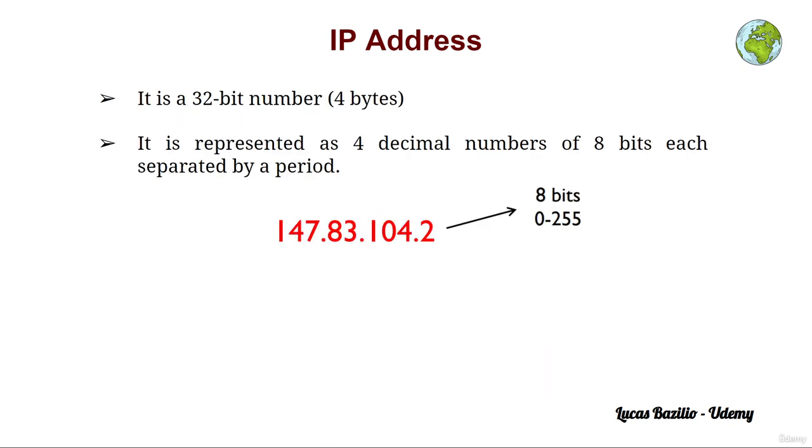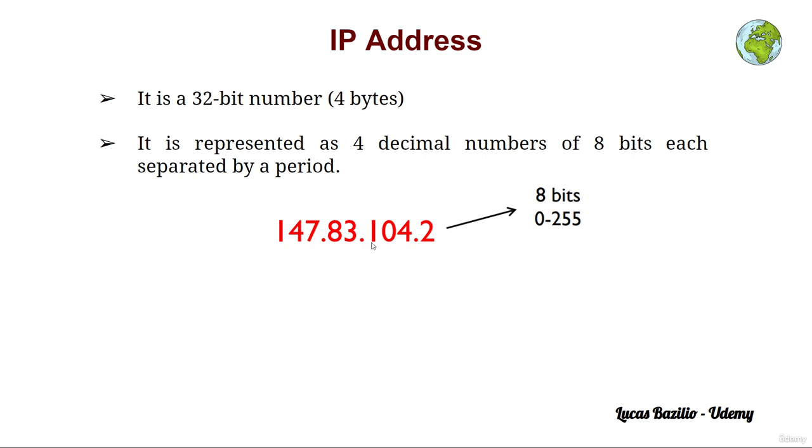So the IP address is a number. It is a 32-bit number. Essentially it occupies 4 bytes. It is represented as 4 decimal numbers of 8 bits each, separated by a period. For example, here we see an IP address. This number in red is an IP address.